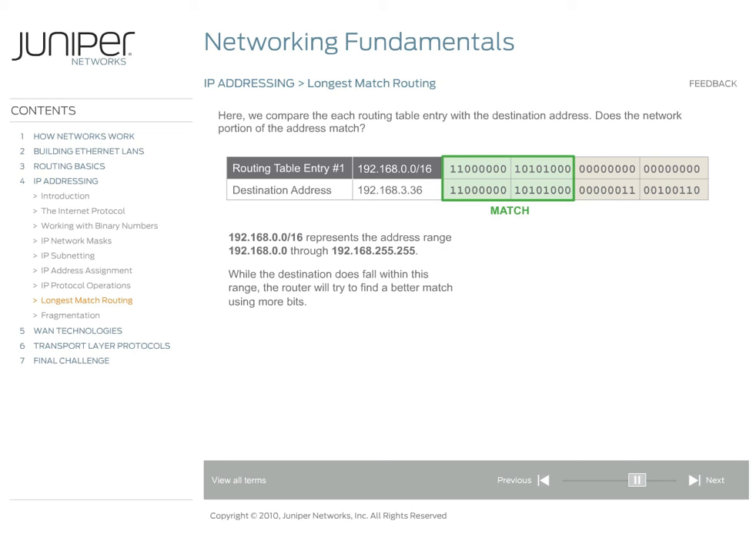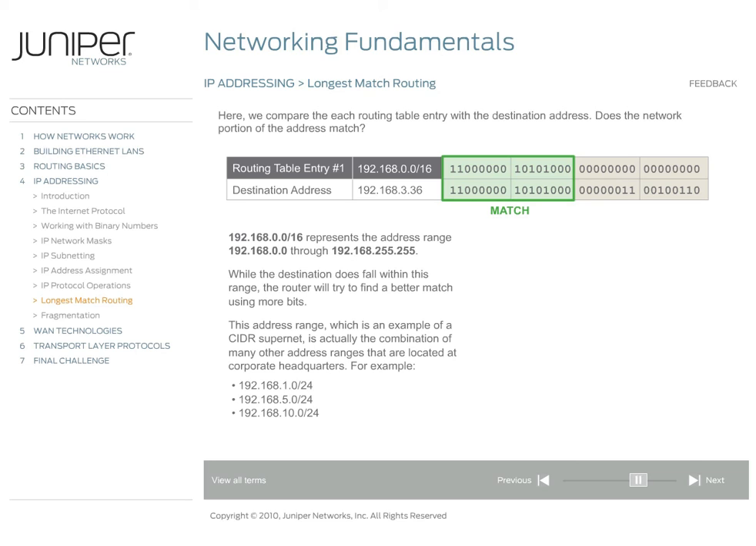more bits. This address range, which is an example of a CIDR supernet, is actually the combination of many other address ranges that are located at corporate headquarters, such as 192.168.1.0/24, or other locations that the manufacturing location doesn't even know or need to know about, such as 192.168.5.0 or 192.168.10.0. Supernetting alleviates some of the issues with the original IP addressing scheme by allowing multiple networks' address ranges to be combined, either to create a single larger network or just for route aggregation to keep the internet routing table, or any routing table, from growing too large.